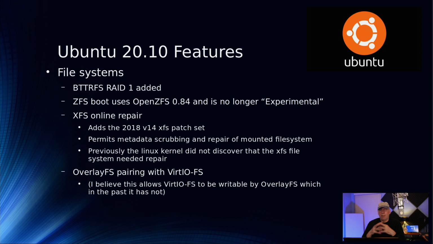So anyway, in 2018, the version 14 patch set for XFS permitted metadata scrubbing and repairs on mounted file systems. So that's a nice change to have. In the past, we could only do those scrubs and repairs offline. They had to take the system down and then do it. But previously, the Linux kernel up until 5.8 didn't know when XFS needed a repair, so it couldn't flag you and tell you that, hey, your XFS system needs a repair, please do it, or have it automatically scheduled. So now it does. Now it should do that.